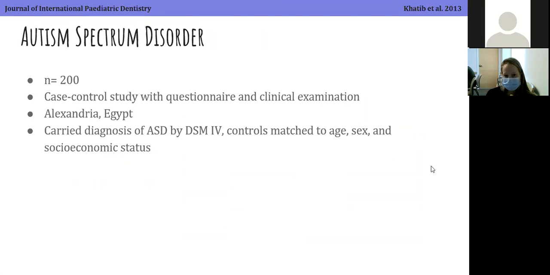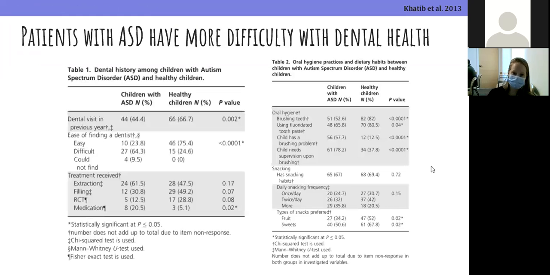In the same year, this study was published in the International Pediatric Dentistry, and it looked at autism spectrum disorder. This was a case control study looking at about 200 kids in Egypt, and they compared kids who held a diagnosis of autism spectrum disorder based off of the DSM-4 criteria, and then they had controls matched to age, sex, and socioeconomic status. What they found was that kids who had autism spectrum disorder were less likely to have seen a dentist in the previous year, and that they were more likely to say that it was difficult to find a dentist, which is not really surprising.